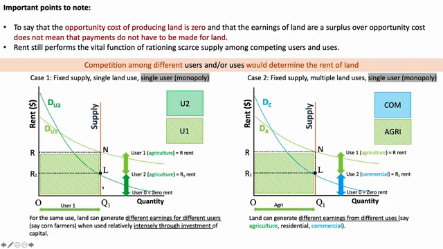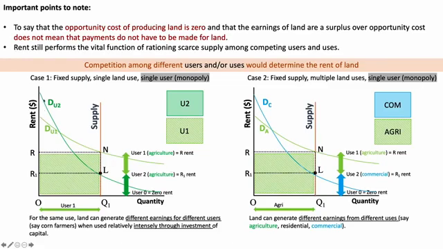So the rectangle ROQ1N encloses the earnings from land fully when quantity Q1 is fully used for the purpose represented on demand curve DU1.